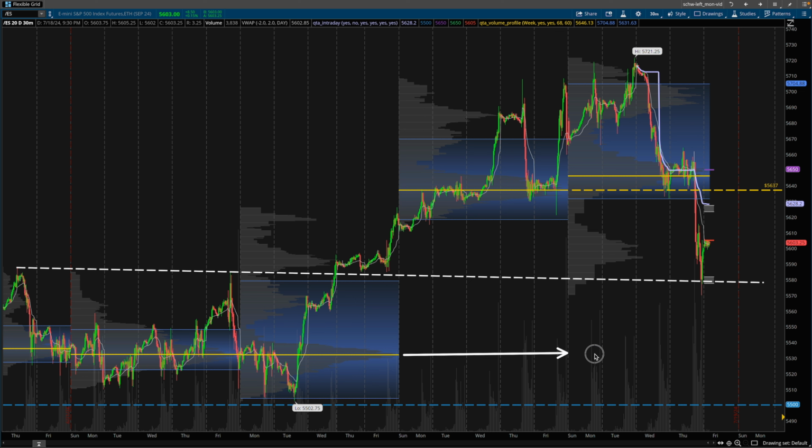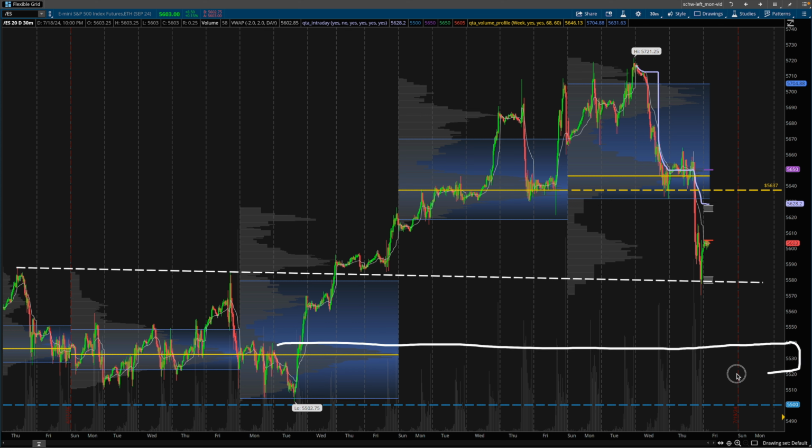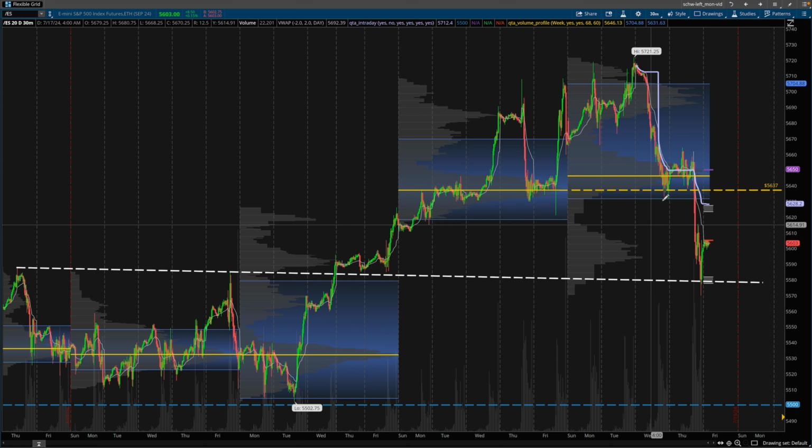I do want to point out for this video, however, the 530 level right here is a significant POC to be aware of, as it was a POC for a couple weeks. We can expect some sort of key price action around here. So definitely mark that off on your chart if you have not.